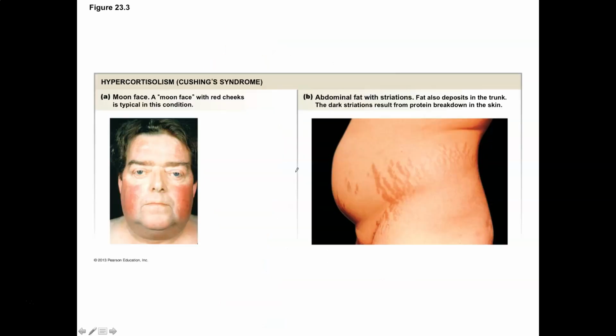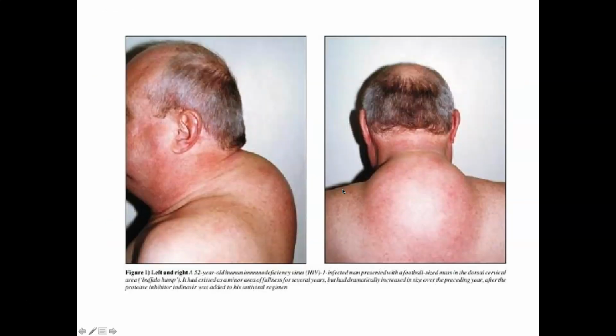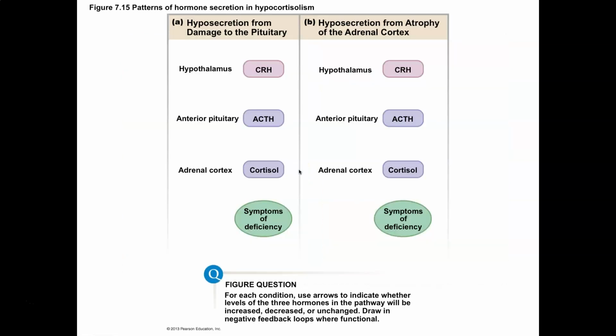This is a diagram of the moon face here, seen in this gentleman, and then the abdominal striations due to depositions of fat around the trunk. The buffalo hump, okay, from somebody with Cushing's syndrome. The other condition to think about is something called Addison's disease.